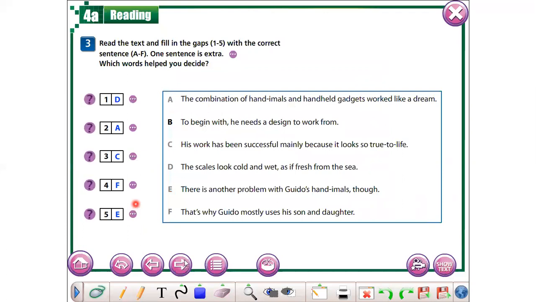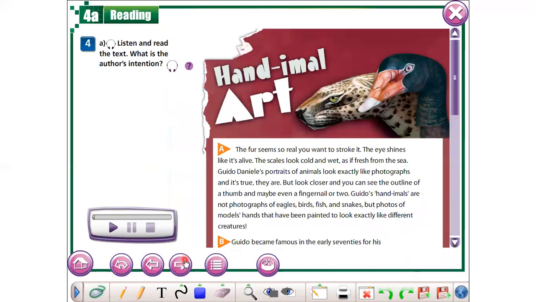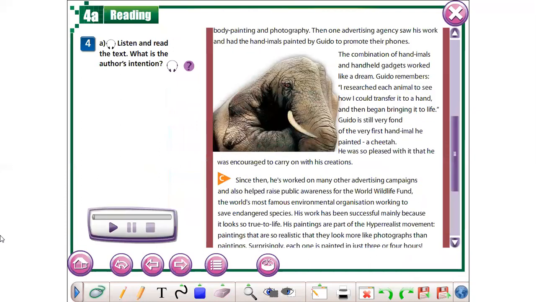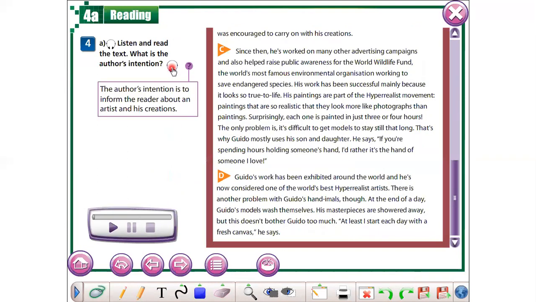Okay. This is section 4. Now, after listening and reading the text two times, what is the author's intention? The author's intention is to inform the reader about an artist and his creations.